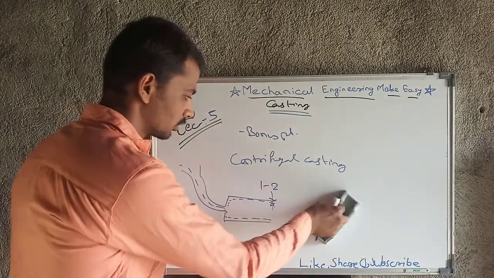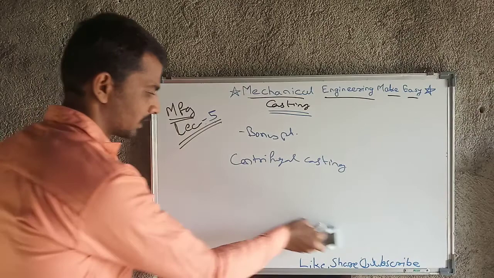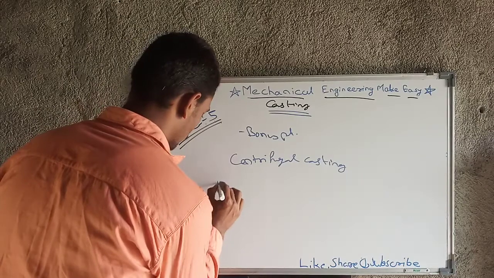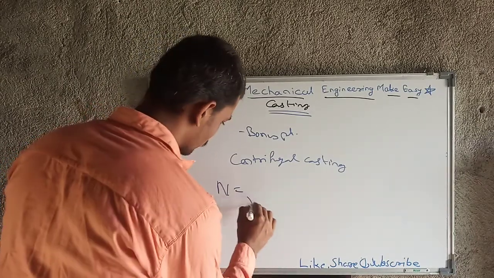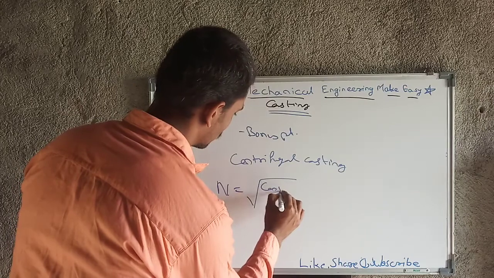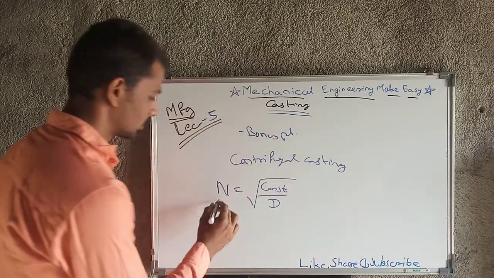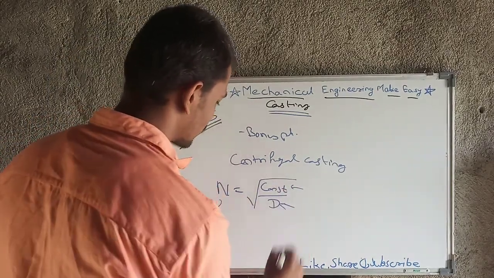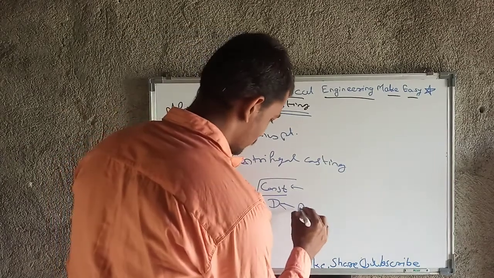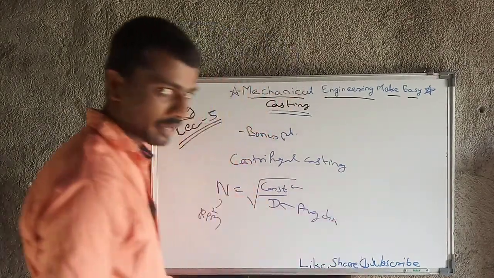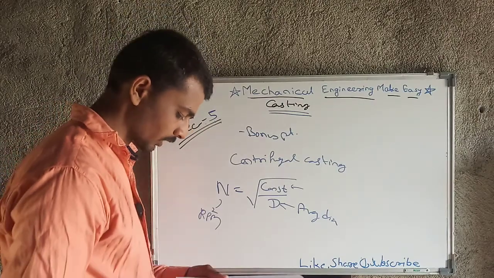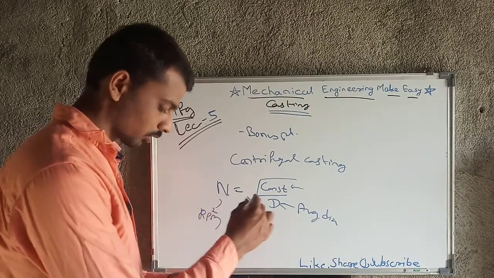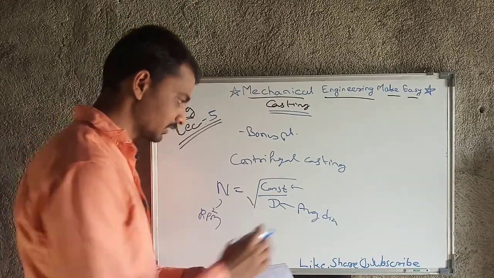In that, one formula is there, and a numerical may come on that formula, and that is the speed of the centrifugal casting, which is equal to under root of constant upon D. This is the RPM N, this is a constant, and this is the diameter, the average diameter of that mold cavity. This is the formula for centrifugal casting: N equals under root of constant upon D, where D is the average diameter.